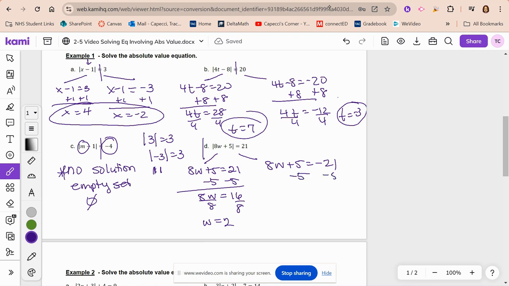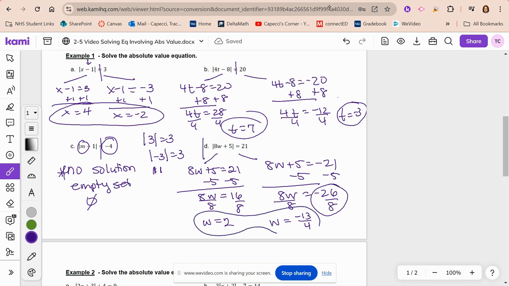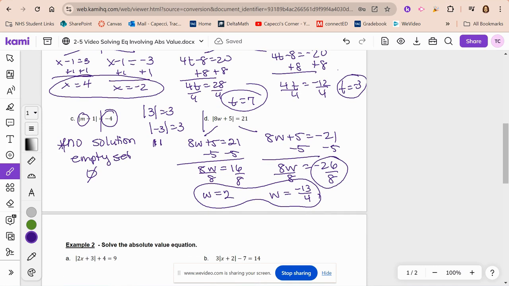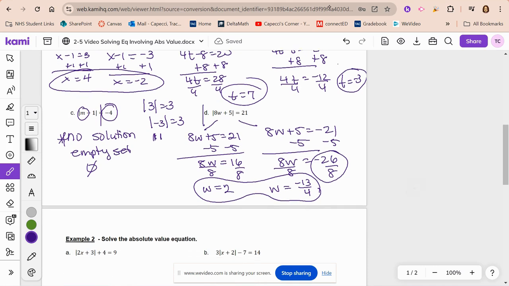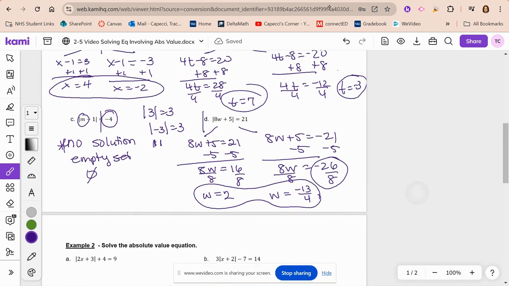We'll keep going with our other equation. So I have 8w is equal to negative 26. Divide both sides by 8. Now that gives me negative 26 over 8. I can simplify that. Divide both sides by 2, and I get negative 13 over 4. So it's okay if you get a fraction, and your answer is allowed to be negative. It's just that when you isolate that absolute value, it's not equal to a negative on the other side.